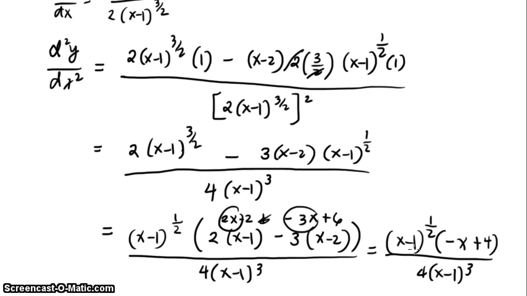And then finally, you have x minus 1 and x minus 1. If you take away x minus 1 to the 1 half, that means you're taking out x minus 1 to the 1 half also in the denominator. So if you take away 1 half from 3, that will be 3 minus 1 half, or 5 over 2. And this will be the simplest form, negative x plus 4 over 4 times x minus 1 to the 5 over 2.